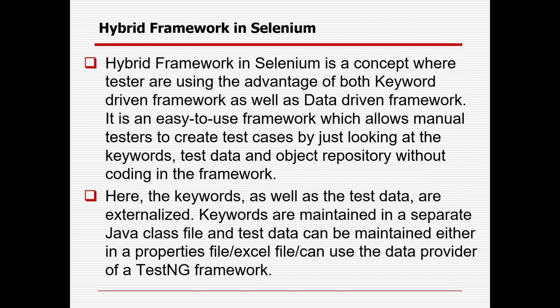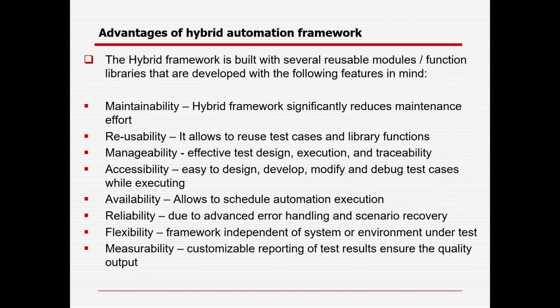A keyword driven framework is very easy to maintain because it has more layers of abstraction. Your code, object repository file, and test cases are all separated. But with even a framework that has only two abstraction layers between the tester and the test script, sometimes it might be difficult to maintain. And hybrid is a combination of data and keyword, so every test case you can also iterate with a variety of data. It offers maintainability, reusability, manageability, accessibility, availability, reliability, flexibility, and measurability.